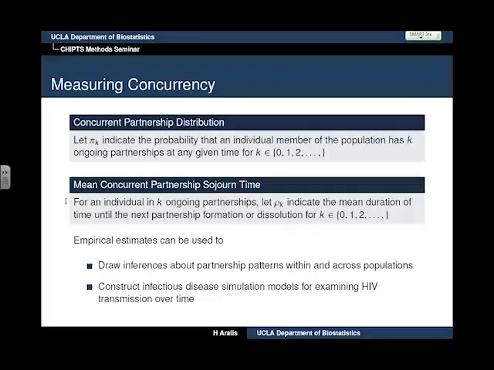These quantities are important for a couple of reasons. If we can obtain empirical estimates of these two quantities, this would allow us to draw inferences about the partnership patterns of populations from which we've collected data, and potentially to compare across populations. In addition, good estimates of these quantities would give us good input for disease simulation models. You could simulate data, introduce a new strain of disease, and see how it plays out in a network of partnership patterns.